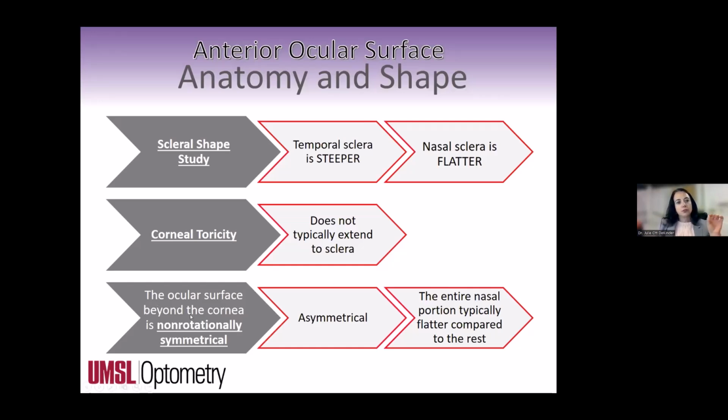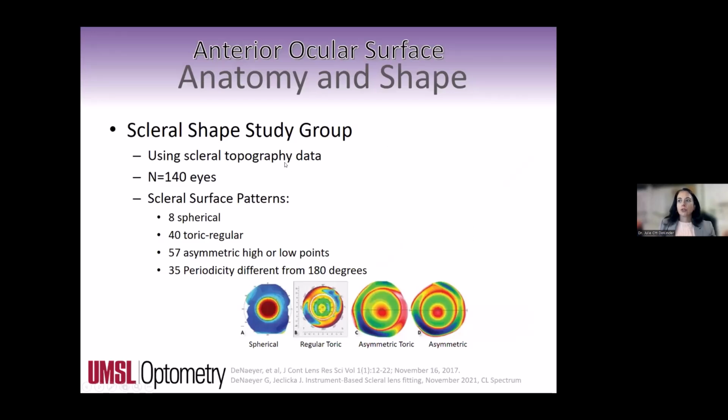The other thing is, as you move farther away from the limbus, the toricity in the sclera increases, or that irregularity increases. Okay. So in the scleral shape study, if you look at what they found, out of 140 eyes, only 8 of those eyes are spherical. This is why I don't fit spherical lenses. That's why I always start with a toric, because more often than not, you're going to need some toricity to get these lenses to align well out there.